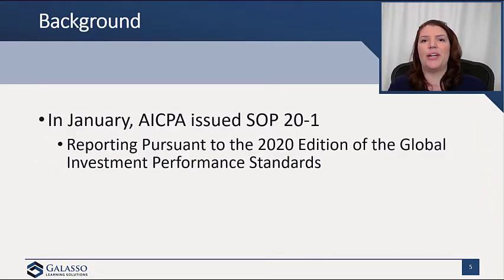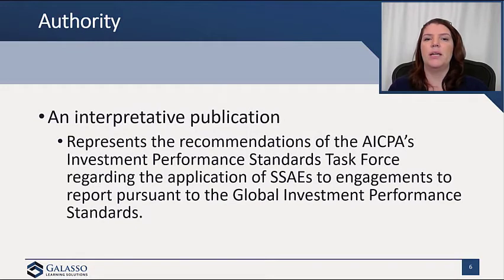So in January, the AICPA issued SOP 20-1, which is reporting pursuant to the 2020 edition. Again, because of this update, there were changes made in the 2020 version from the original 2010 version. And as a result, the AICPA wanted to make sure that they were updating their standards to reflect some of the requirements. Now, remember, because SOPs are interpretive publications, they are not technically authoritative.